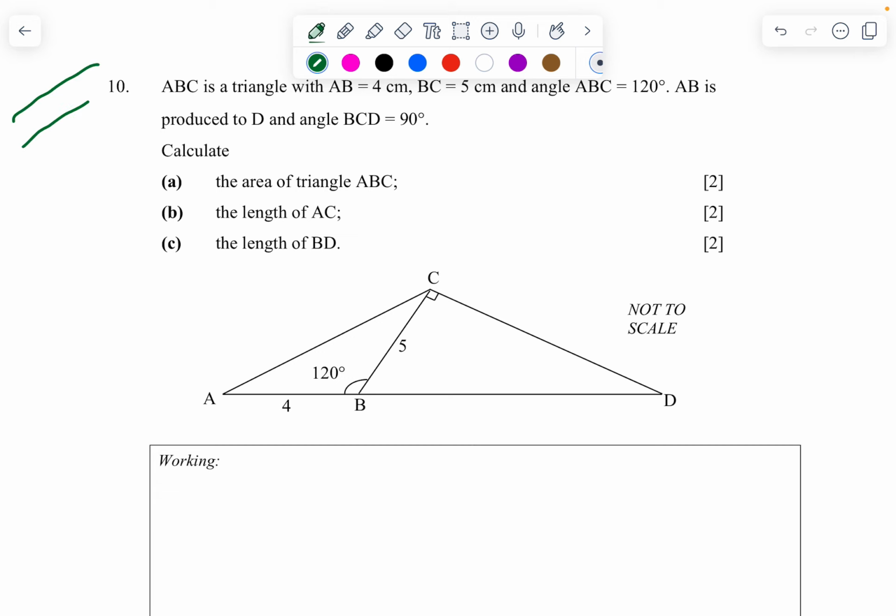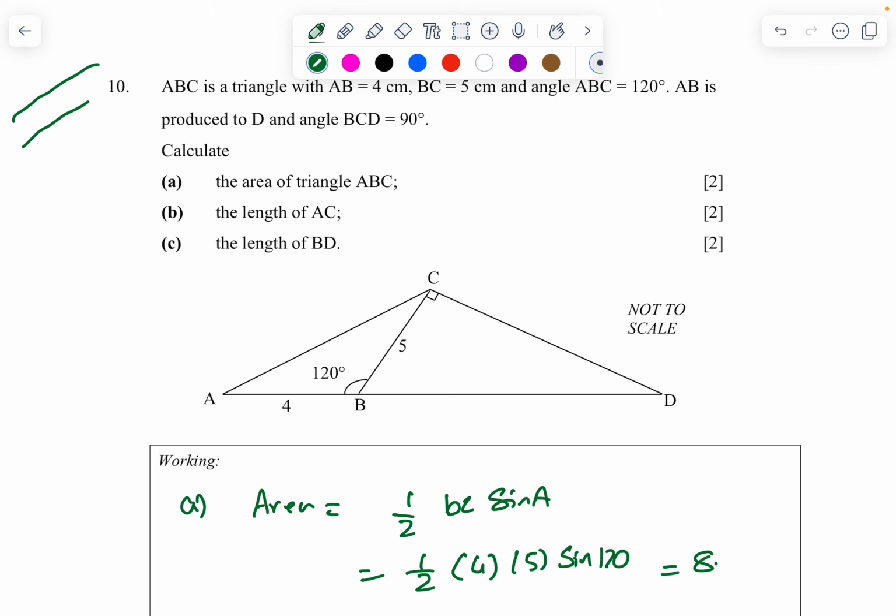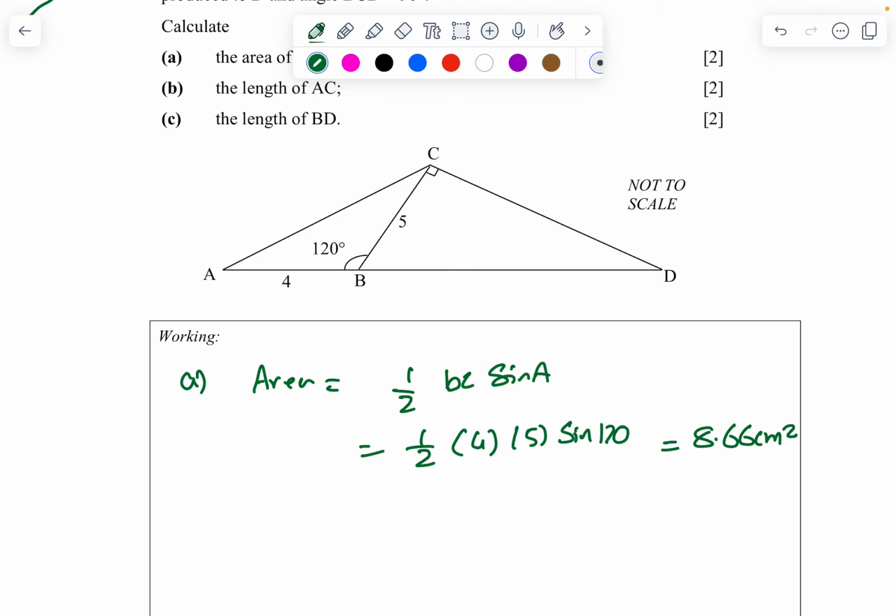Coming to question number 10. ABC is a triangle. AB equals 4, BC equals 5, and AB is produced to D, so that angle BCD is 90 degrees. Find the area of the triangle ABC. Area of triangle ABC will be equal to half times BC times sine A, which is 1 upon 2 times 4 times 5 times sine 120, which is 8.66 centimeters square.